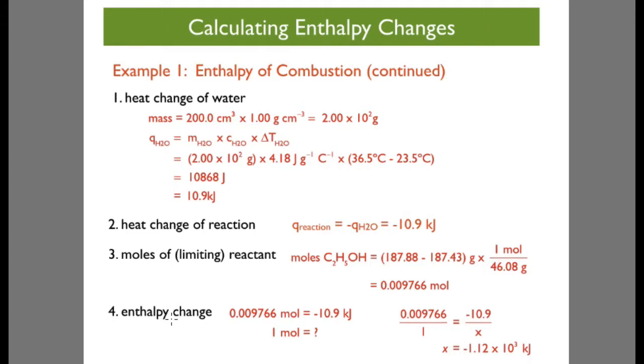Finally, to calculate the enthalpy change, we know that 0.00976 moles gives an enthalpy change of 10.9 kilojoules. If that gives a change of this, then 1 mole will give a change of 1.12 times 10 to the 3. We're just using ratios there. If this goes to this, then 1 goes to question mark.